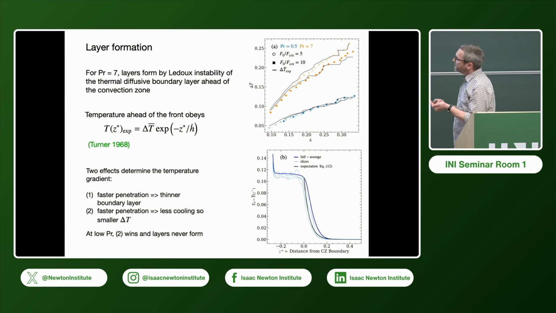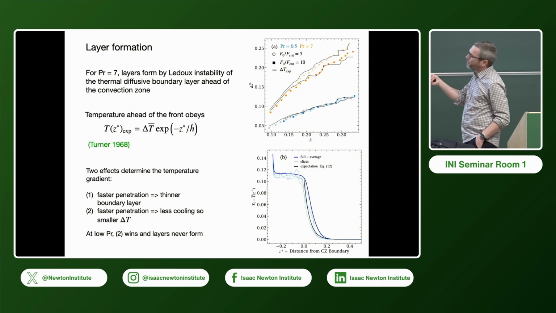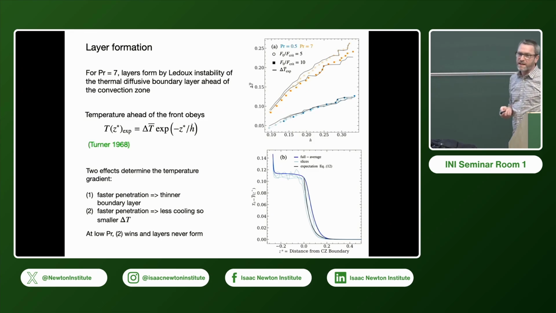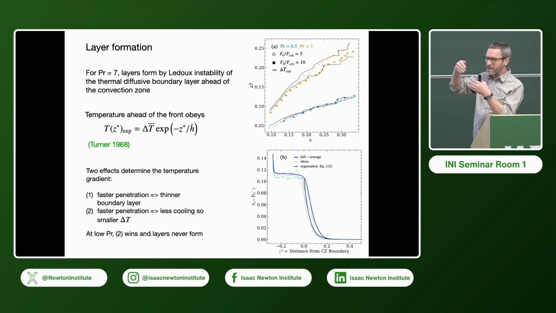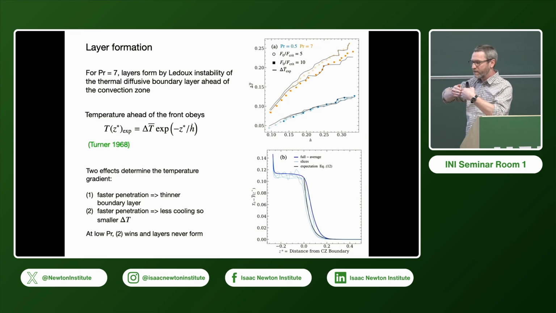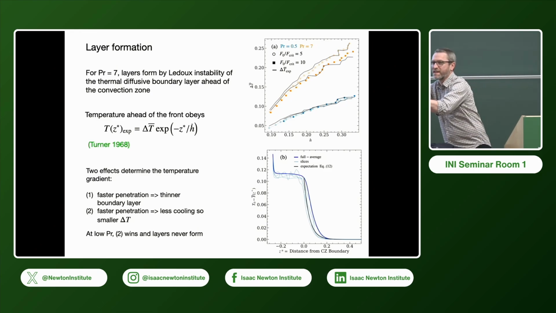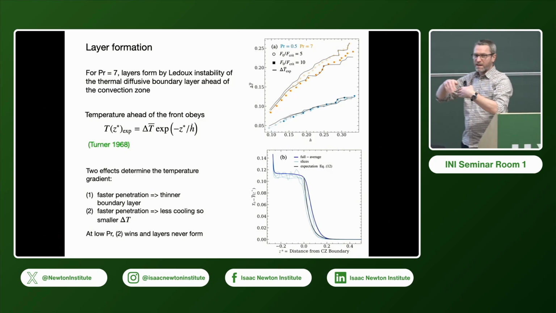But how are these layers forming? Well, Turner originally proposed that there's a thermal boundary layer ahead of the main convection zone that's going in. There's a thermal boundary layer there that's continuously adjusting as the convection zone goes in. If that becomes convectively unstable, then I form a secondary layer. That's what's happening in the stellar evolution calculations. And it seems like that's what's happening here as well.